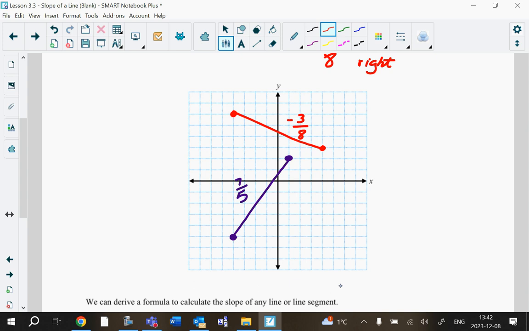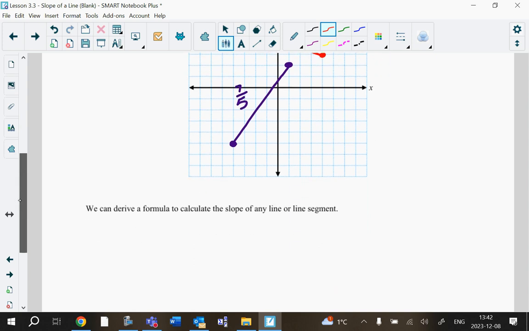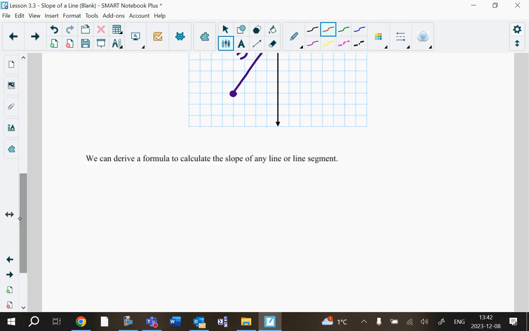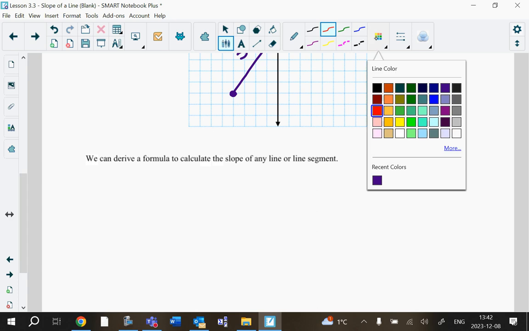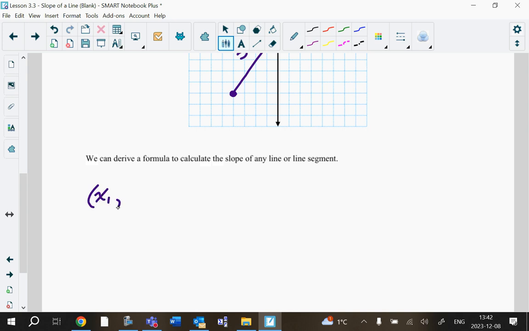But just like we did with distance, and just like we did with midpoint, okay? Sometimes it's inefficient to use a graph all the time, to go through all that effort to draw a graph and start counting rise over run. So we want to develop a formula that if we know 2 points on the line, we can find the slope. So let's say we're given 2 points on the line, or the endpoints of the line segment. And as usual, we're going to call these points x1, y1, and x2, y2.